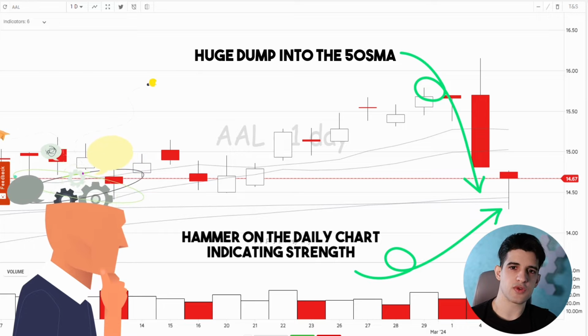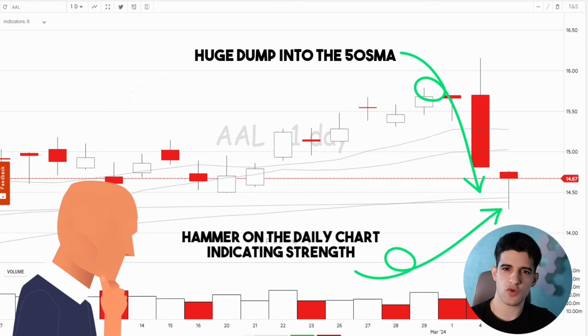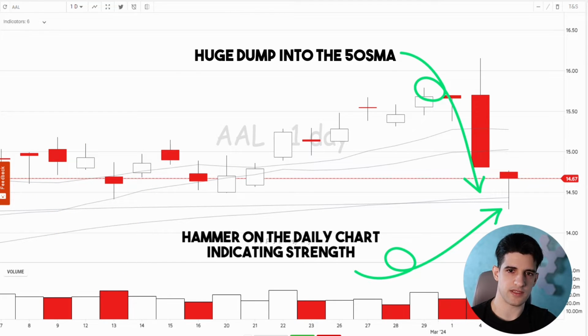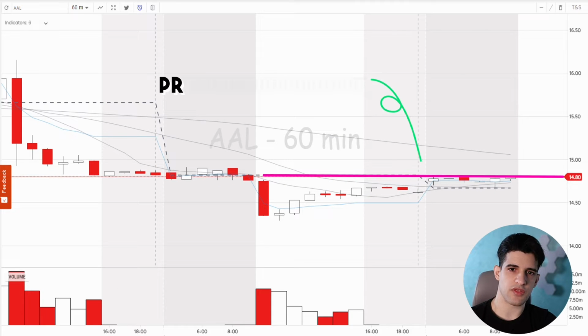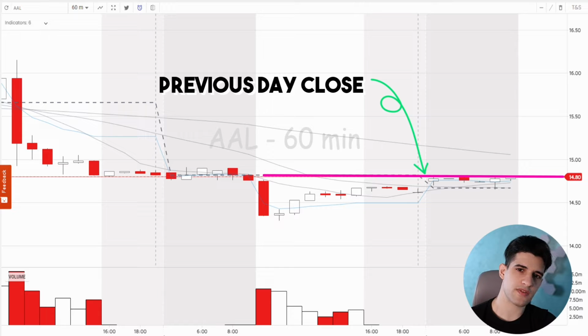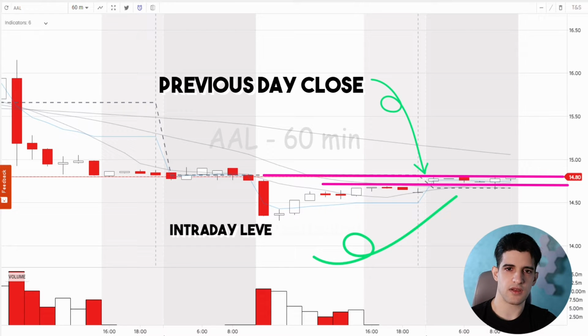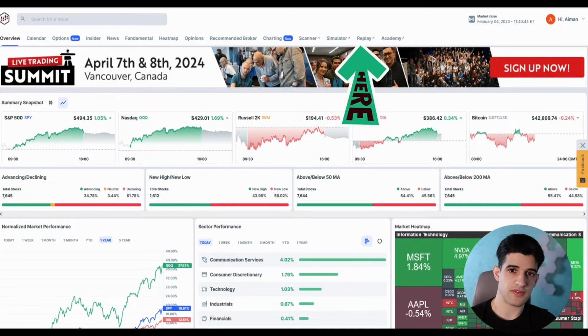The only thing that I lacked on AAL is a strong level. To find levels, I usually look at the 60-minute chart or I zoom out the 5-minute chart for 2 days. On the 60-minute chart, I could see that there was a previous day close, which is a strong level, and that was the closest thing to perfect. And also there was another level which is a strong resistance from the previous day that could act as a support today.